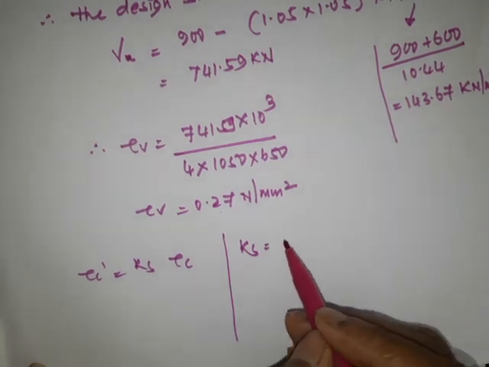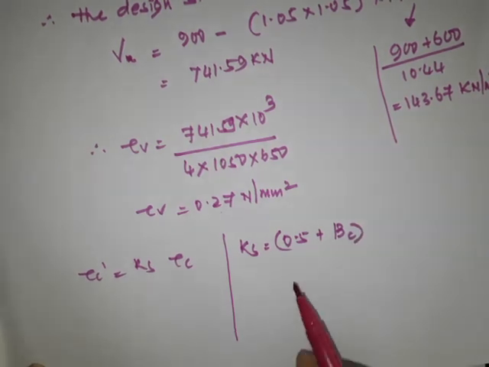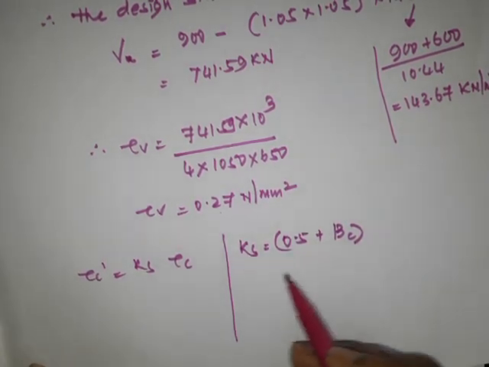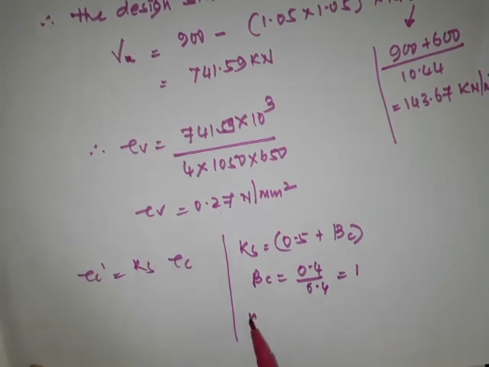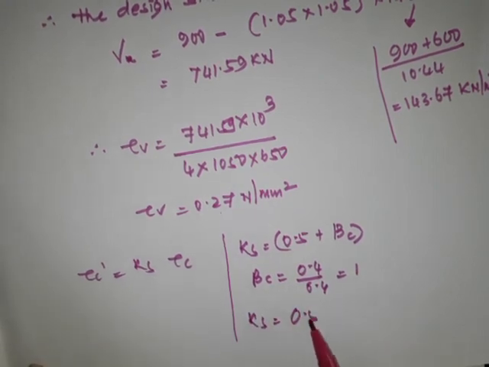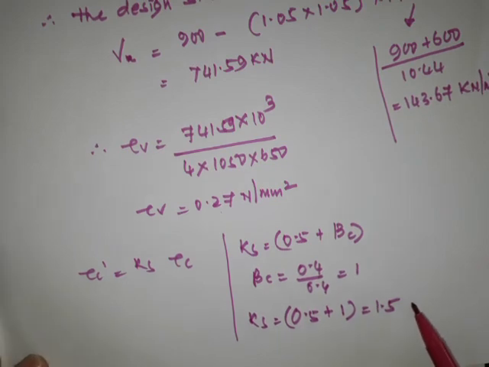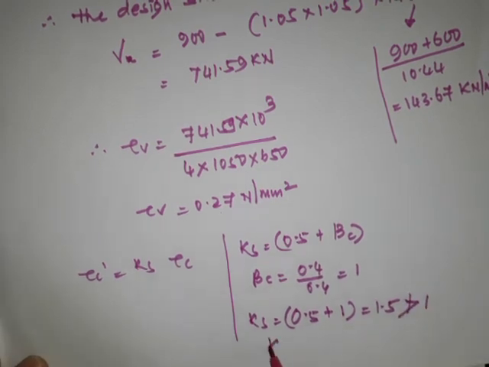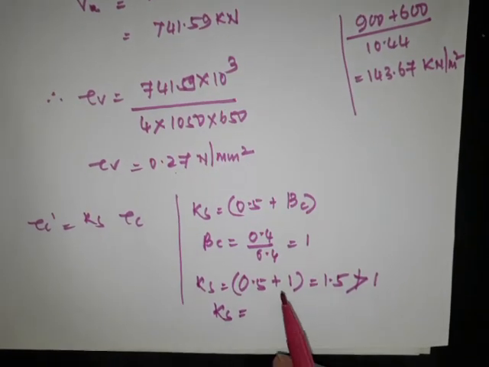So Ks is 0.5 plus beta c, as per IS 456 again, where beta c is equal to the ratio of the column size, 0.4 by 0.4, is equal to 1. So we'll get Ks is equal to 0.5 plus beta c, which is 1. So this is 1.5, and it should not be more than 1. So therefore you have to use Ks is equal to 1 only.